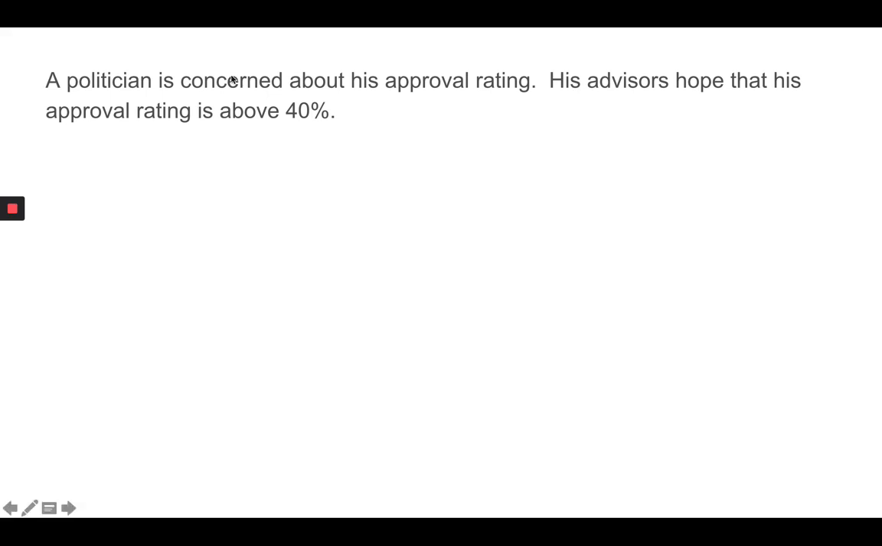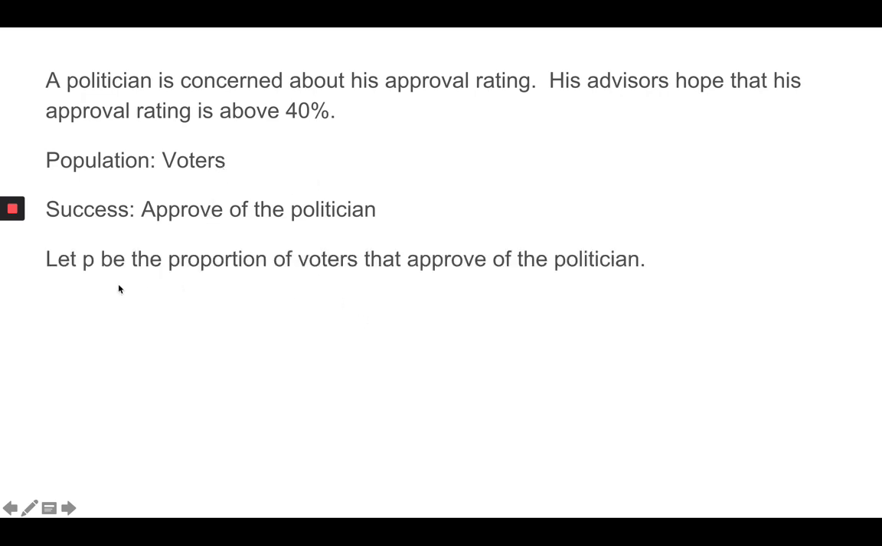So here's our setup. A politician's concerned about his approval rating. His advisors hope that more than 40% approve of him. So the first thing we've got to decide is our population and what we're calling success. Remember, these are groups, not numbers. So here the population would be voters, and the successful ones approve of him. So this is the important step. We have to write this on every problem. Let P be the proportion of the population that is successful.